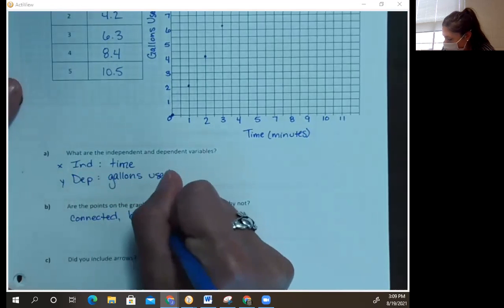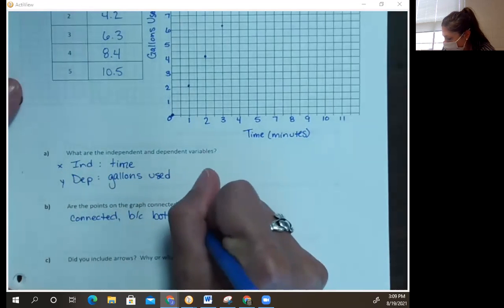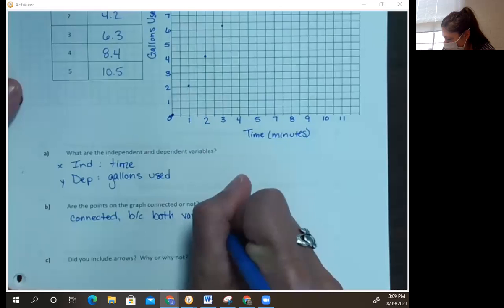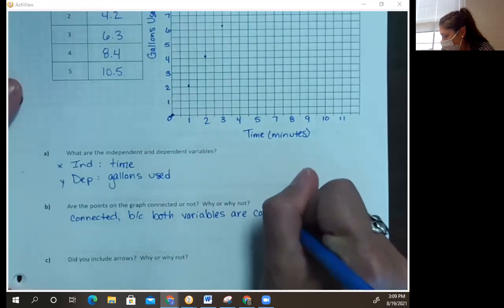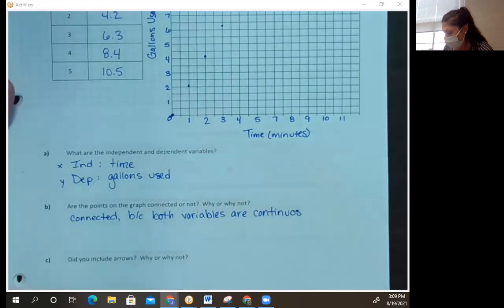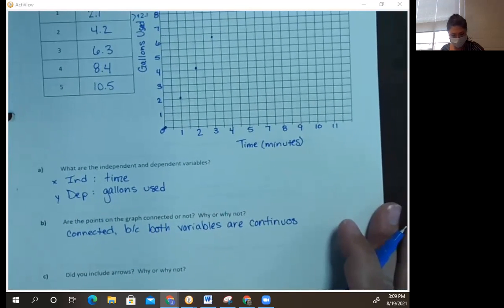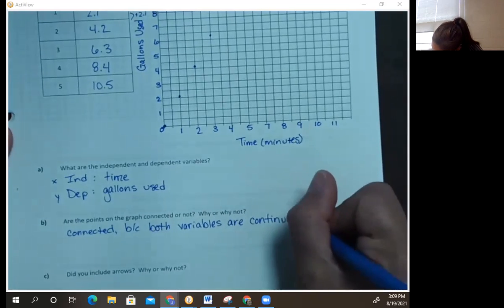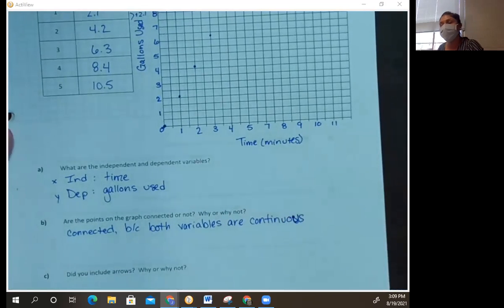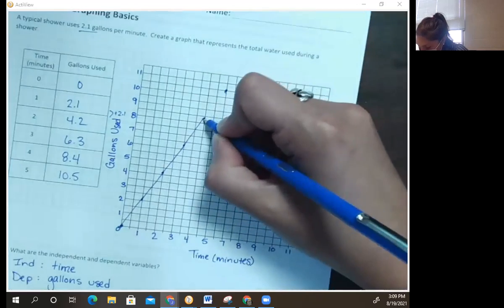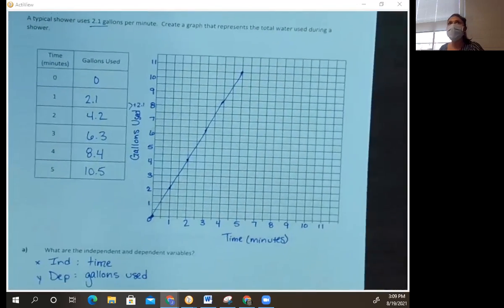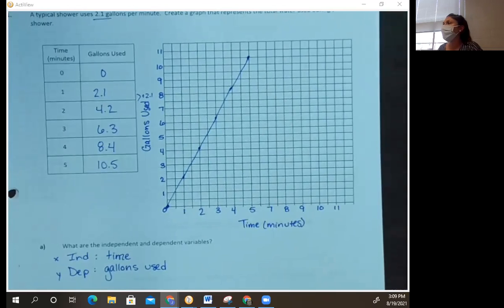because both variables are continuous. Continuous. There we go. So I'm going to connect these. And then my last question. Should I put arrows on the end of this or not?